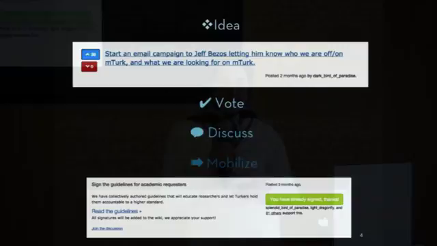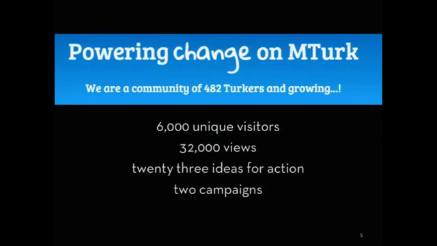Dynamo works based on idea pitches, so any worker can come to the platform and submit a tweet-length idea pitch or an issue. People can vote these issues up or down, and they can discuss them on the Dynamo forum. Then when an idea reaches enough supporters, it evolves into a campaign, and people can take action and track progress. Since its deployment on the web in late July, 482 Turkers have signed up on Dynamo. They have submitted 23 ideas for action, and two of them have turned into campaigns.